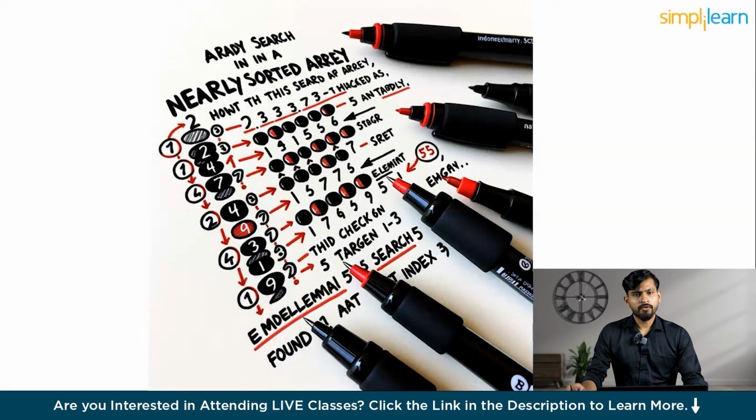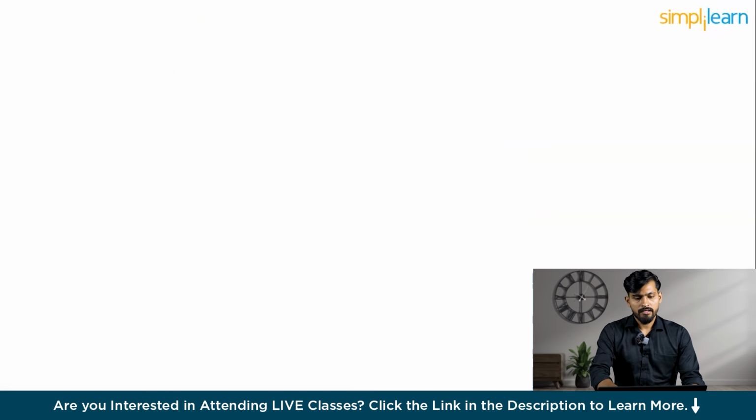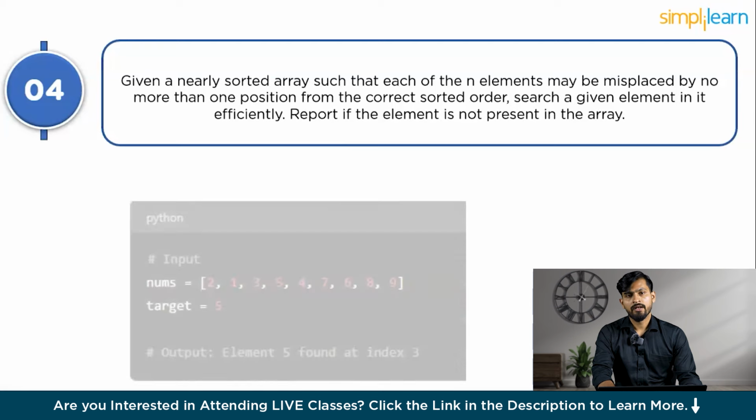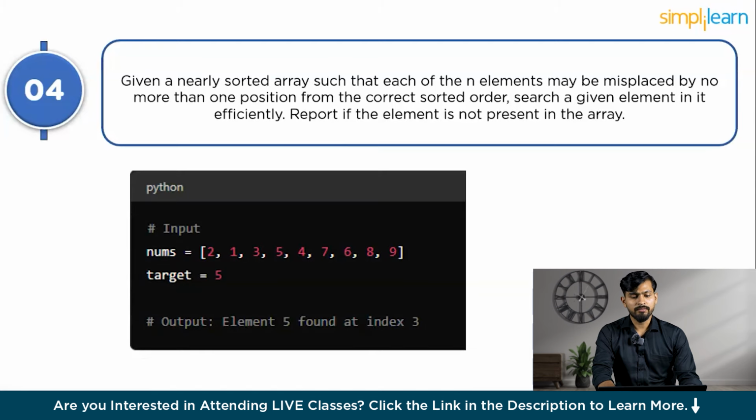Now guys, let us move to our fourth question, which is searching in a nearly sorted array in logarithmic time. So let us see what the question is. It says, given a nearly sorted array such that each of the n elements may be misplaced by no more than one position from the correct sorted order, search a given element in it efficiently and report if the element is not present in the array. So guys, if nums is an array like 2, 1, 3, 5, 4, 7, 6, 8, 9, and we say the target is 5, the output should be element 5 found at index 3.